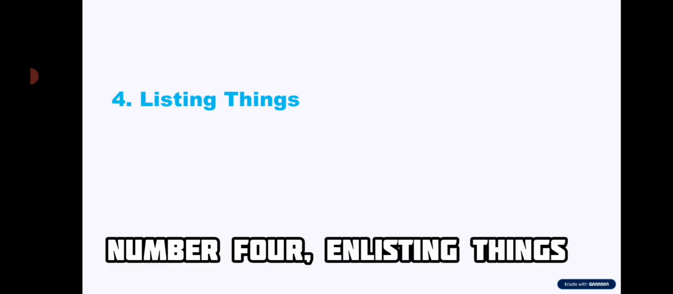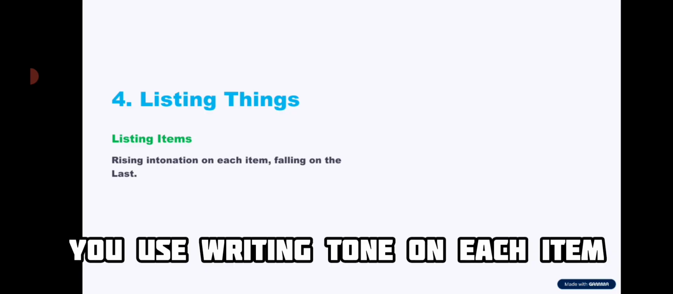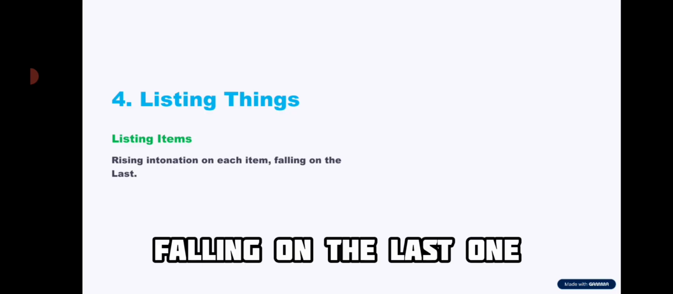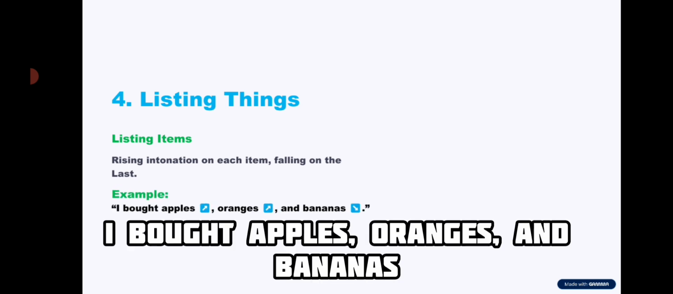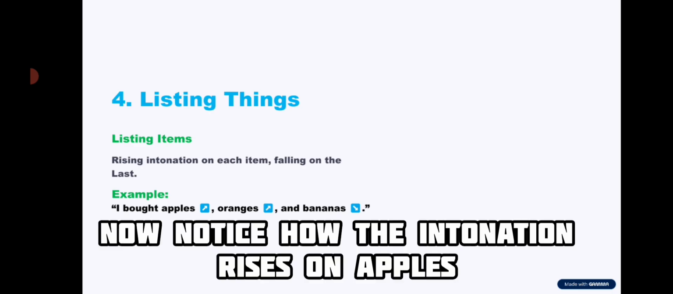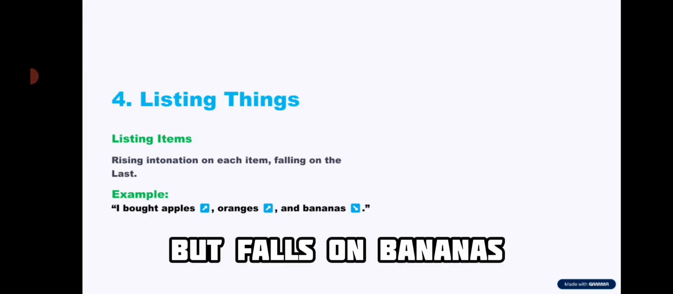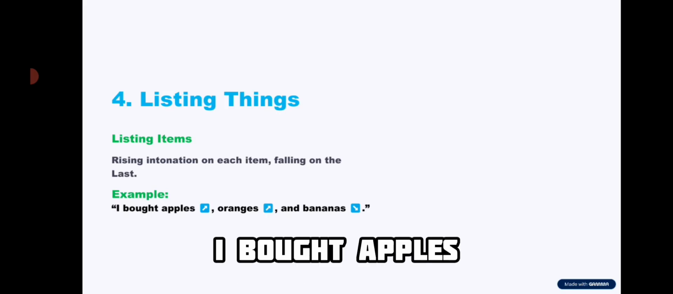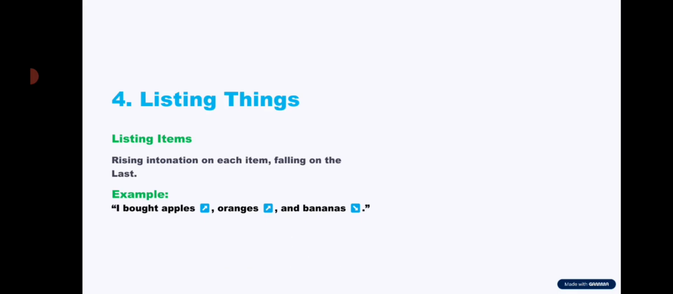Number 4, in listing things. In listing items, you use rising tone on each item, falling on the last one. For example, I bought apples, oranges, and bananas. Now notice how the intonation rises on apples, oranges, but falls on bananas. I bought apples, oranges, and bananas.